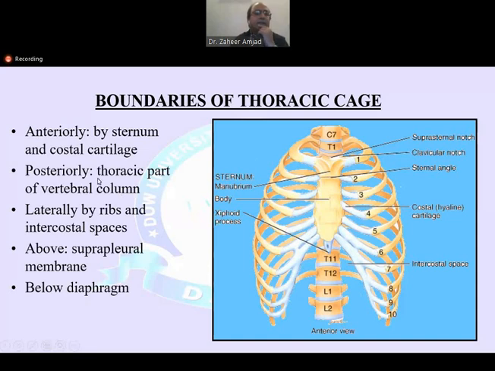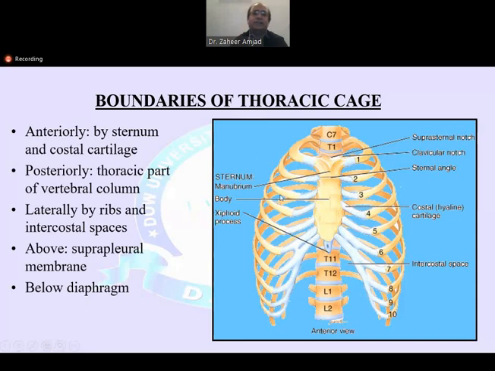And posteriorly, it is bounded by the vertebral column from T1 to T12. The first rib is attached to T1, and the 12th rib is attached to the 12th thoracic vertebra. So the lateral boundary of the thorax is formed by the ribs, 12 pairs of ribs on either side. Laterally by the ribs, and the space between the ribs is called the intercostal space.